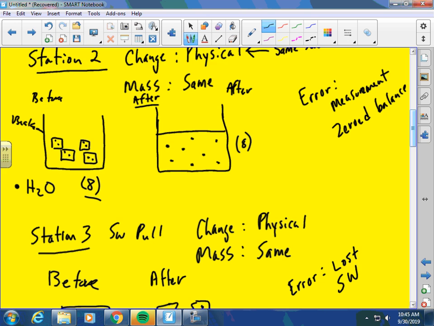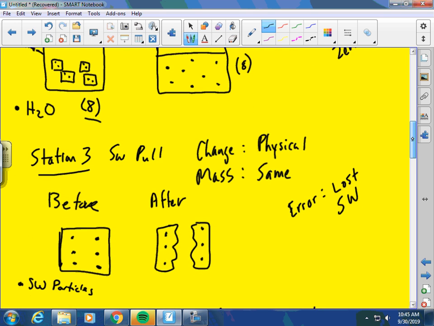Okay, so in station 3, we already said physical change, the mass should have stayed the same. All I did here was I made a box to represent the steel wool. Obviously, that's not the real shape of the steel wool, but it's just a model. So I started with 6 particles. Then after, I made it into 2 separate pieces looking like they're ripped. Each one has 3 particles. So start with 6 particles, end with 6 particles.